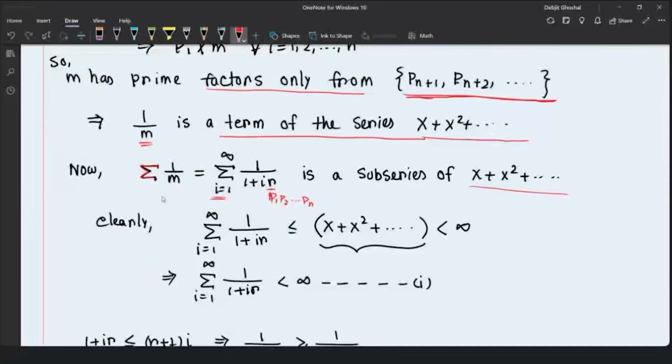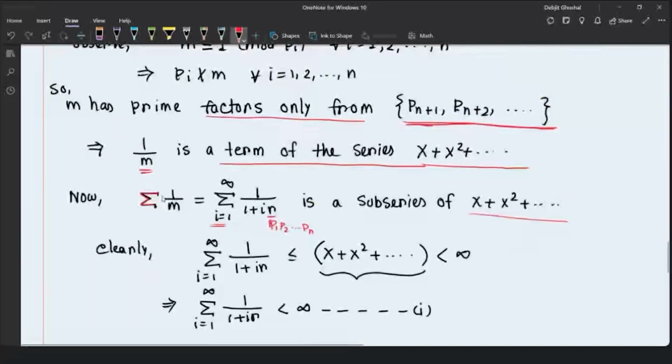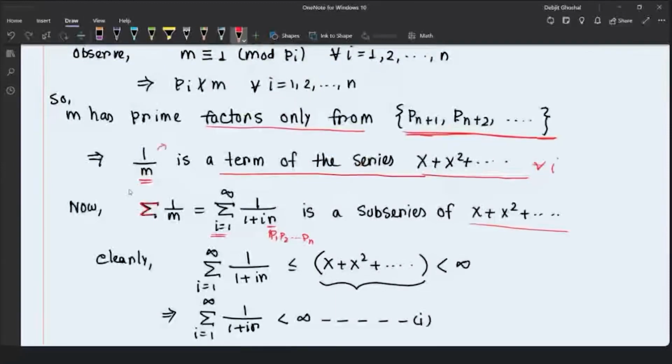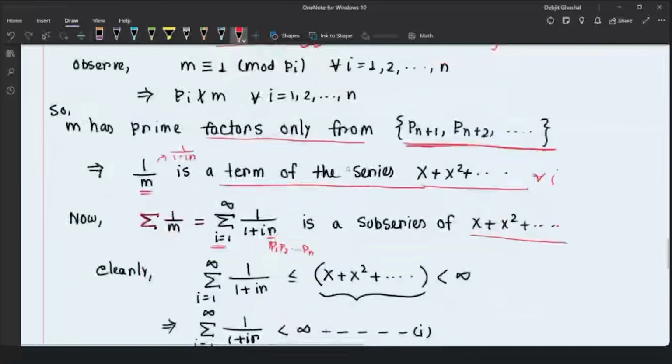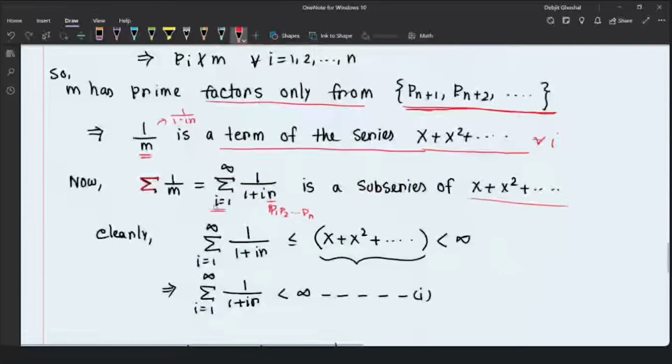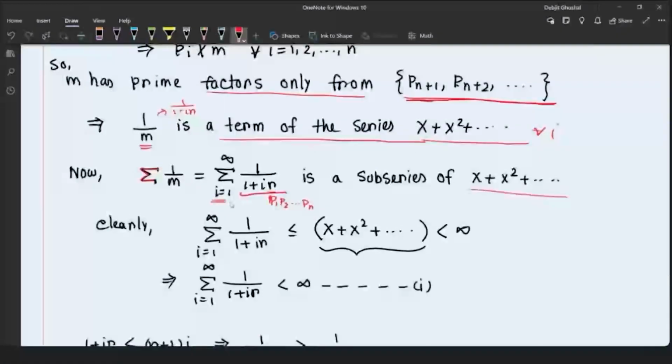Why? Because 1/n is a term of the series. This is true for any i. Now, 1/n is nothing but 1 plus iR. Now for any i, this holds. For any i, it means for any i, pi doesn't divide. Same for any i. So we have that 1/n is a term of the series x plus x squared, for any R. So each term of this series, summation i equals 1 to infinity, is a term of this series. I can consider this as a subseries of this.